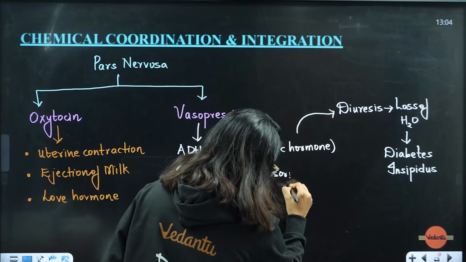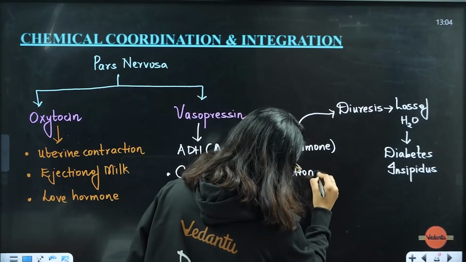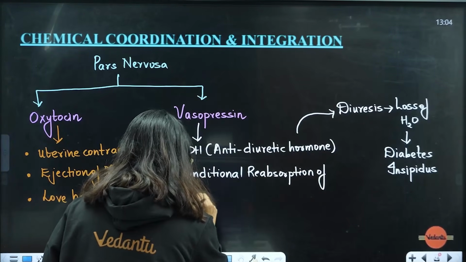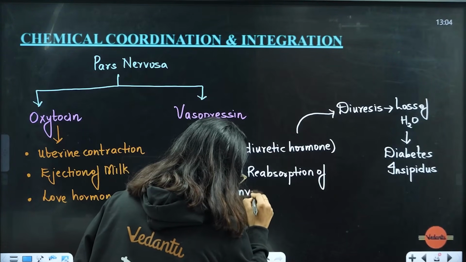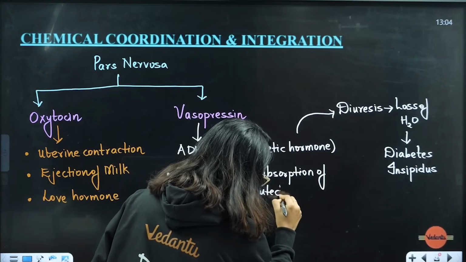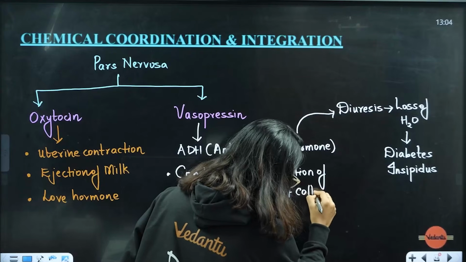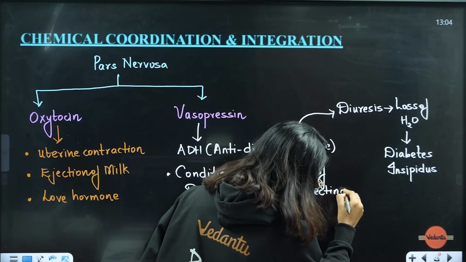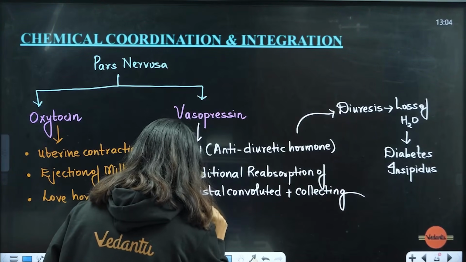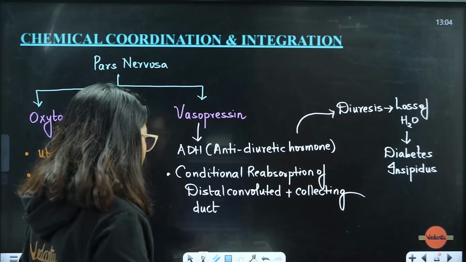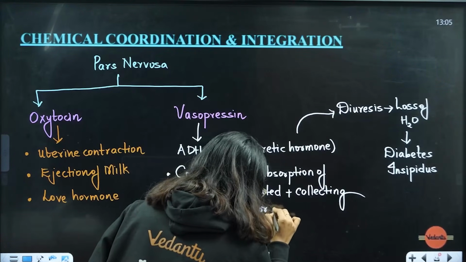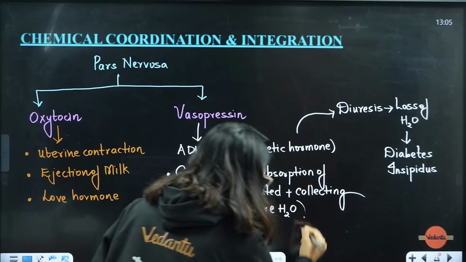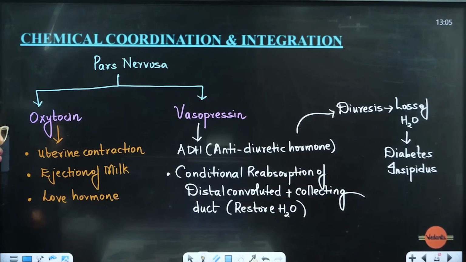Now here students, remember these people are going to do conditional reabsorption of water in the distal convoluted tubules plus collecting duct. What they will do? Conditional reabsorption to restore water. Because when water is lost, we have to restore the water, otherwise the person will go into a diuresis condition. Okay, this is clear to all of you.